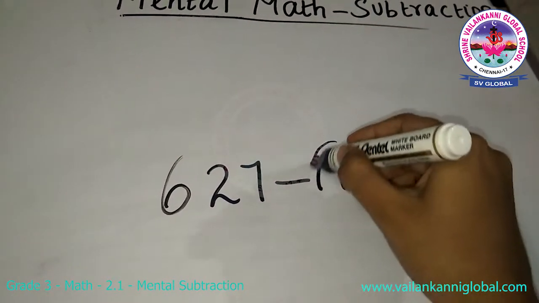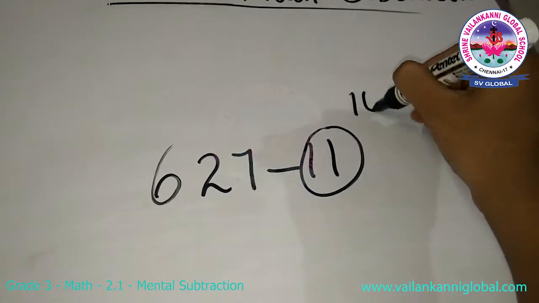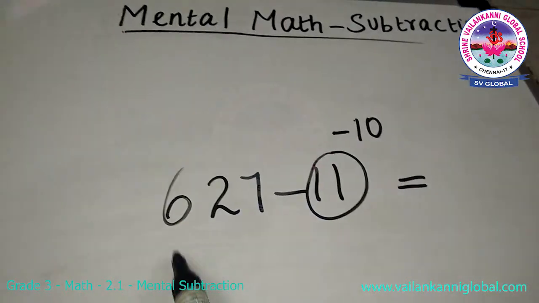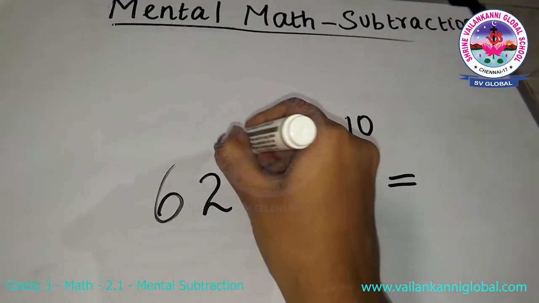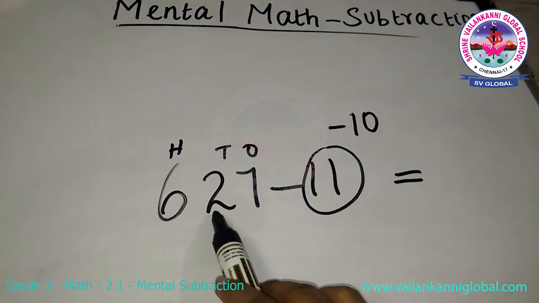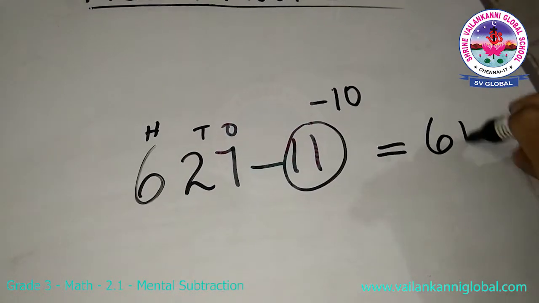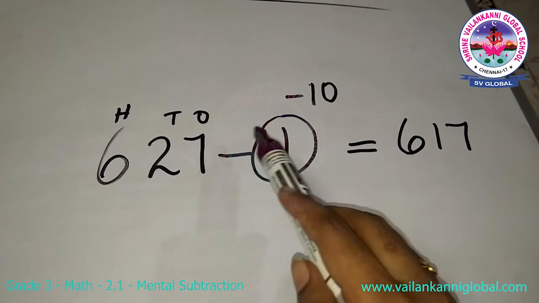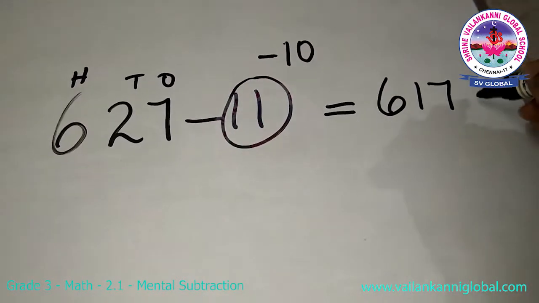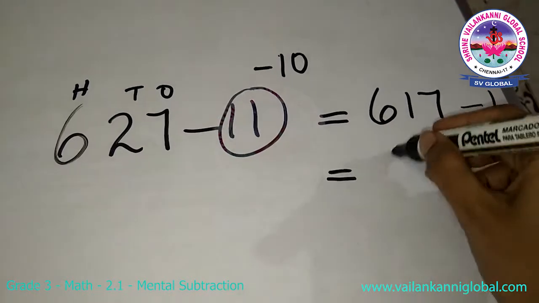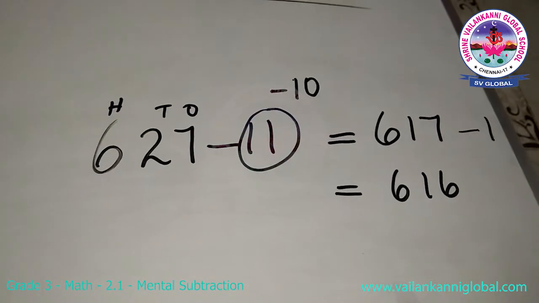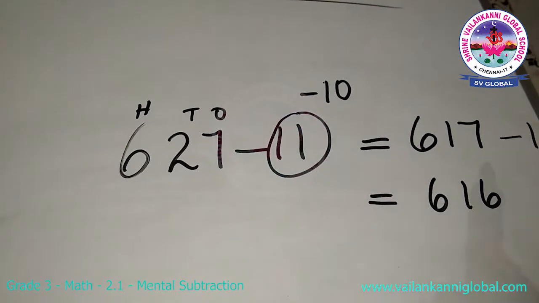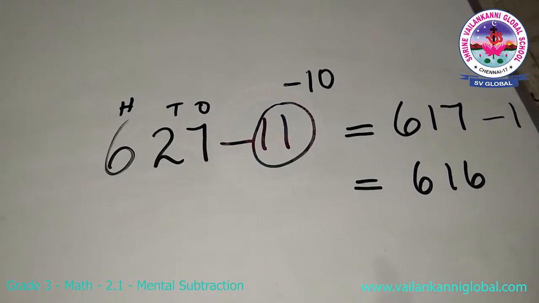So I told you to convert it to the nearest 10, which is nothing but 10. This is a subtraction, so you're going to take away 10 from it. You know this is ones, this is tens, and this is hundreds. When you take away 10 from this, it becomes 617. But you're not yet done, because you have taken only 10 and you have to take 11. So you're going to take one more from this. 617 minus 1 becomes 616. So how can you do this mentally? 627 minus 10 will become 617, and take away again 1 from it, it becomes 616.